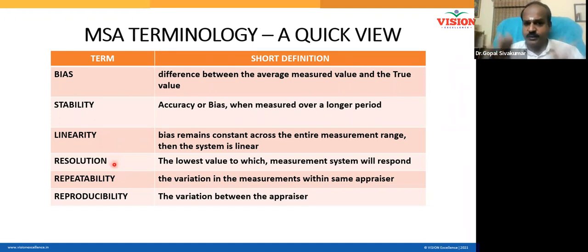Resolution is nothing but the least count. Hope all of you know least count. Am I right? Least count is understood? You know, right? It is the minimum reading that you can get from your gauge. That is called least count. And repeatability, reproducibility, I already explained. The variation within the same appraiser is repeatability. The variation between the appraisers is reproducibility.